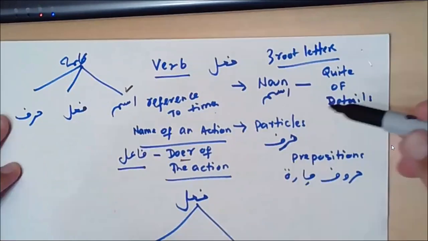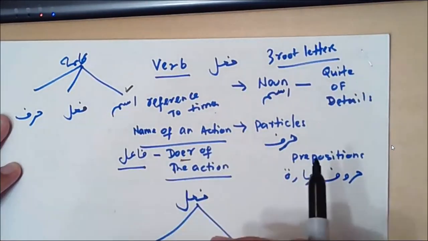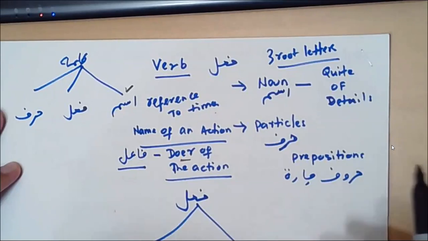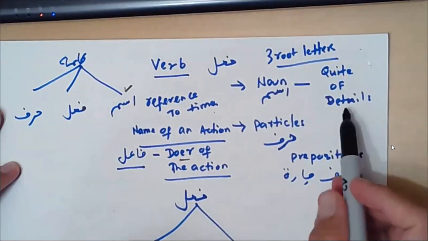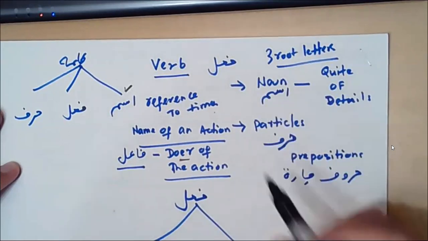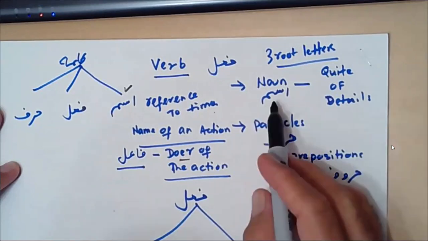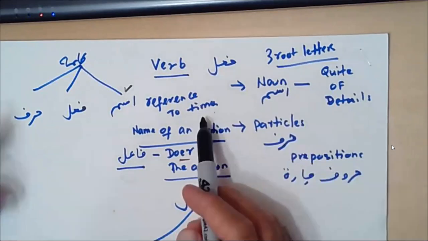Now, it's also the name of an action. For example, sitting, eating, talking, walking. These are all actions, and they have names. Otherwise, you wouldn't know what to say when somebody's sitting. So we need to know the name of the action. The same thing is true for the ism, because ism was the name of a person, or a thing, or a place. Now, what is the main difference between a fail and the ism is the reference to time.